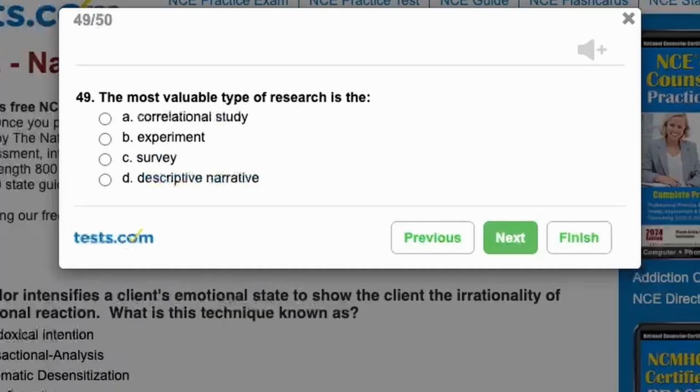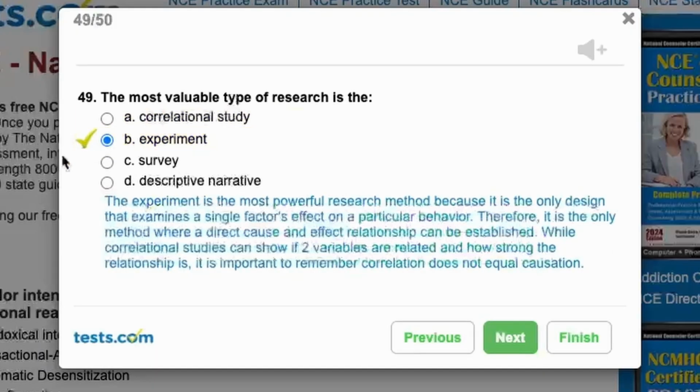The most valuable type of research is the A. Correlational study, B. Experiment, C. Survey, or D. Descriptive narrative. B. The experiment is the most powerful research method because it is the only design that examines a single factor's effect on a particular behavior. Therefore, it is the only method where a direct cause and effect relationship can be established. While correlational studies can show if two variables are related and how strong the relationship is, it is important to remember correlation does not equal causation.